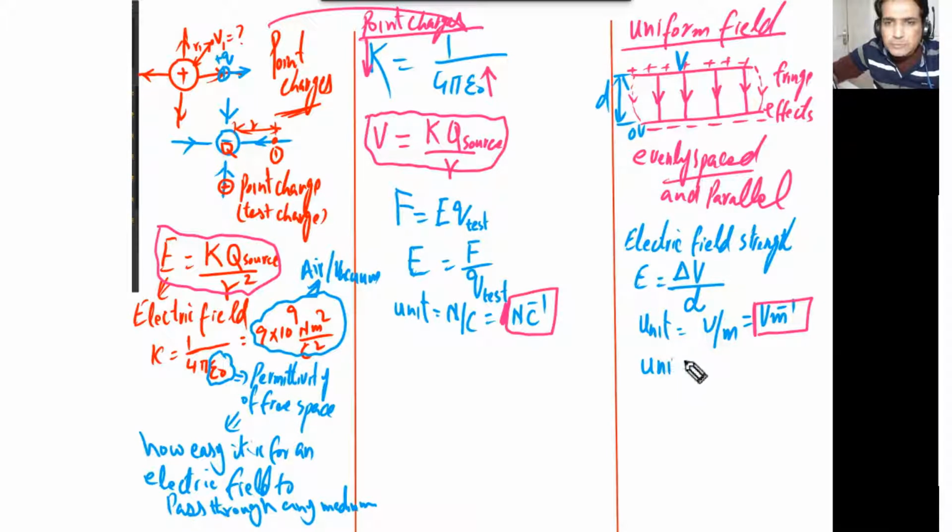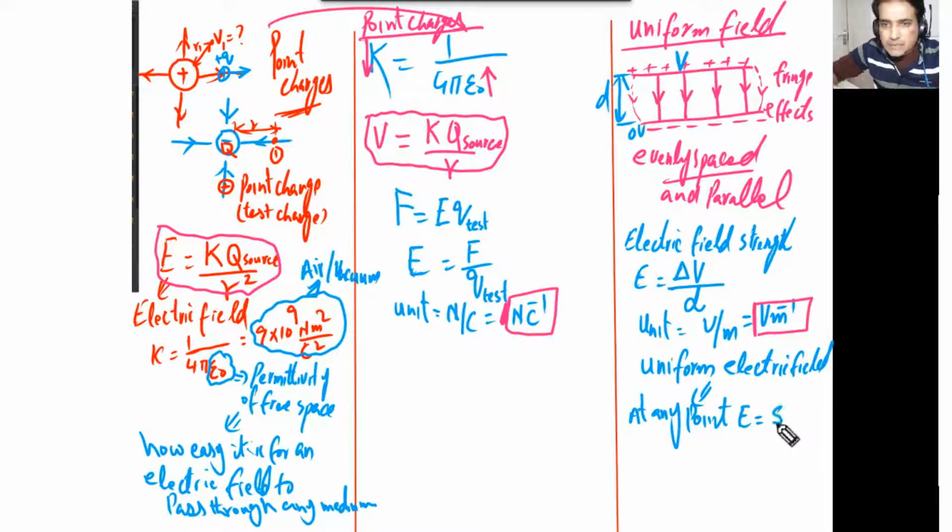What exactly does it mean when I say uniform? One way to understand it is that the lines are evenly spaced, but a uniform electric field is telling us that at any point inside this field, E is the same. At any point, E is the same, but the force is not the same. So you have to be clear about this: at any point inside this field, E is the same. That's the reason we call this a uniform electric field.